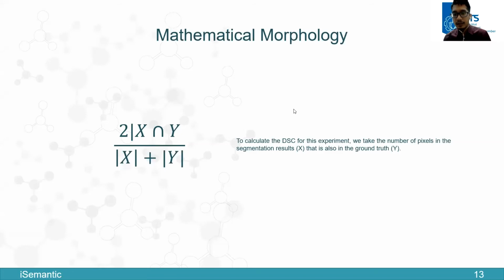The DSC calculates the pixels of the image resulting from this method compared to the image of the ground truth. And the ground truth that we use here is created by a doctor who is specialized in brain surgery.